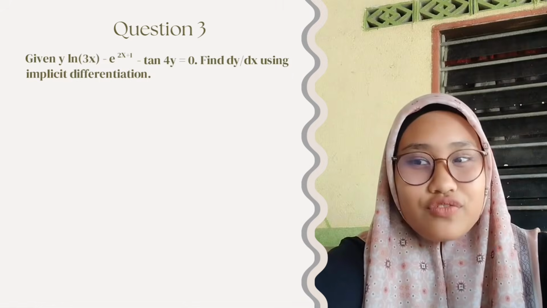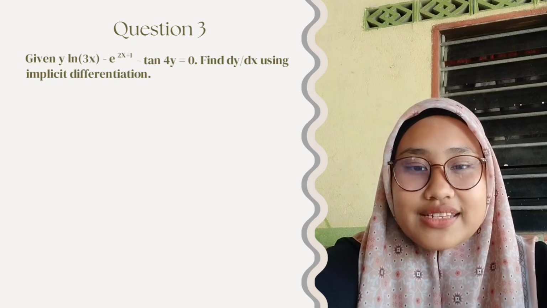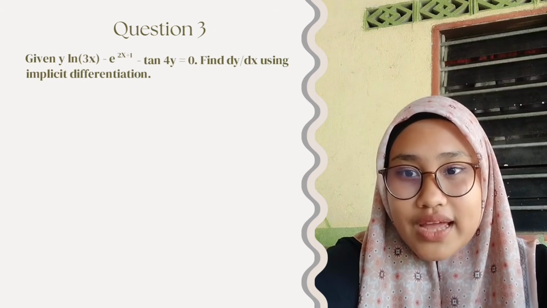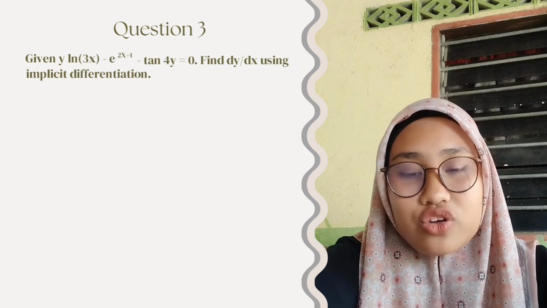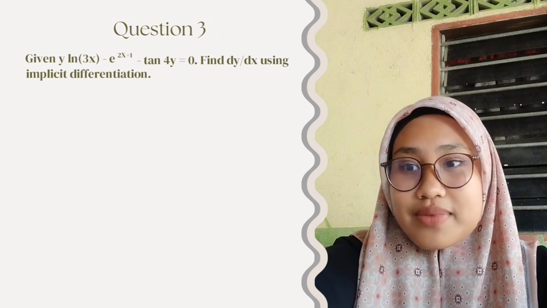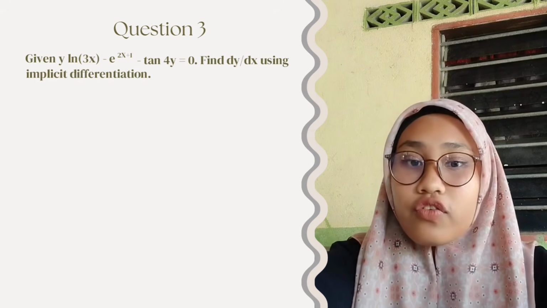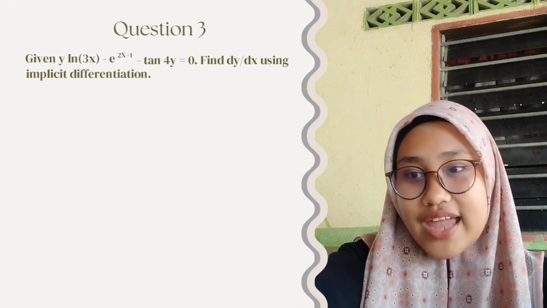Hi, let's solve question 3. Given y ln 3x minus e to the power of 2 plus 1 minus tan 4y equals 0. We need to find dy over dx using implicit differentiation. For the first term, we have y multiplied by ln 3x.